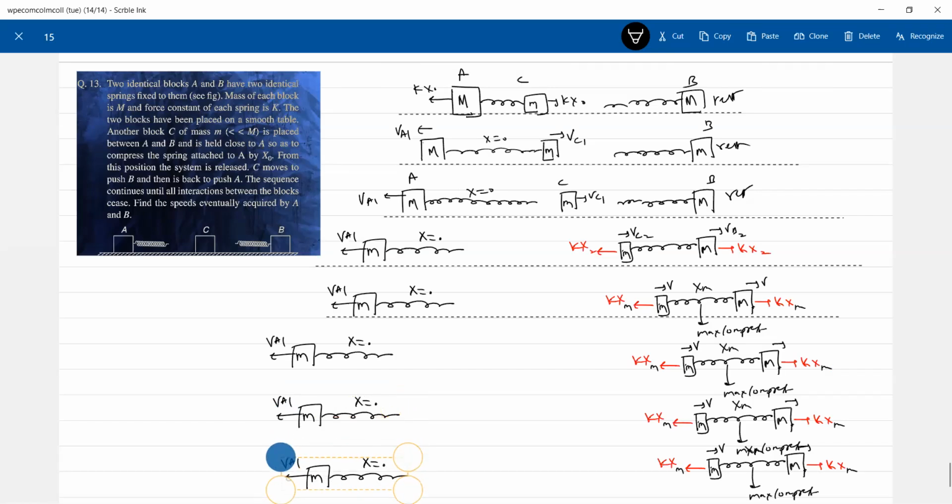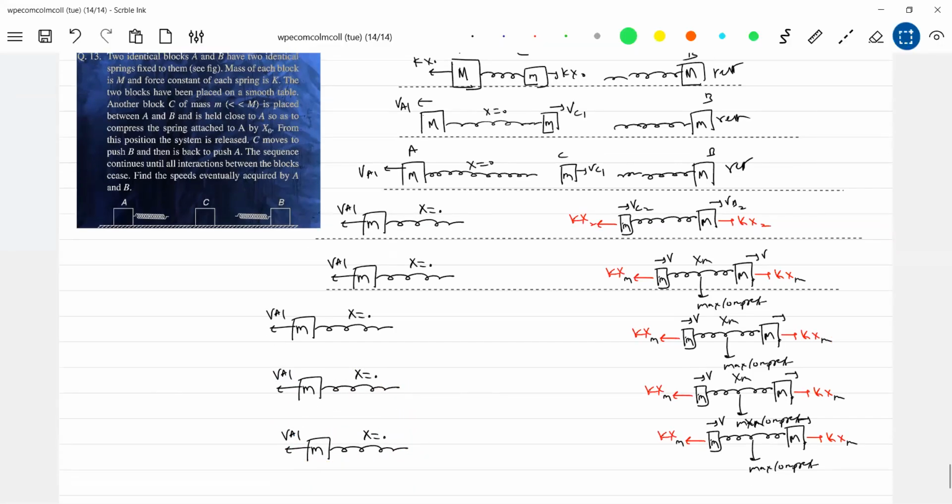Okay, now you say this. Let's get into the maximum compression. Here only compression. Some X3, I'll write it. KX3, KX3. This will have velocity, say like a VB3. This will have velocity VC3. It's a compression still.